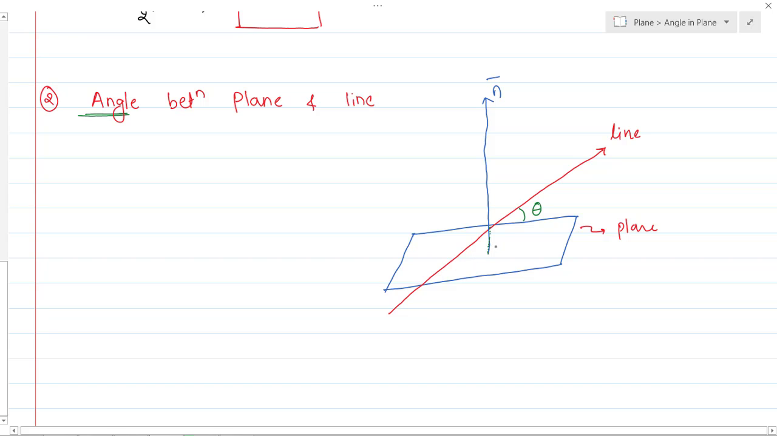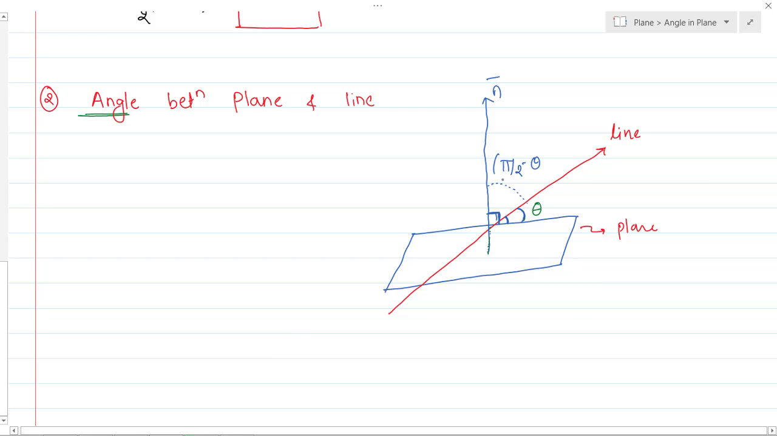Now tell me, what is the angle between the normal and the plane? This is nothing but, sorry, this is 90 degrees. Now I want only this much angle. So what about this angle? This is nothing but pi by 2 minus theta.